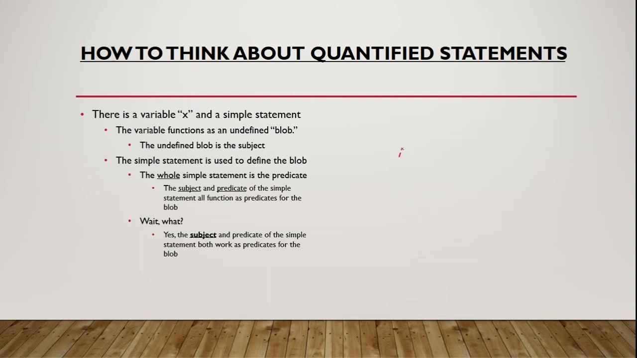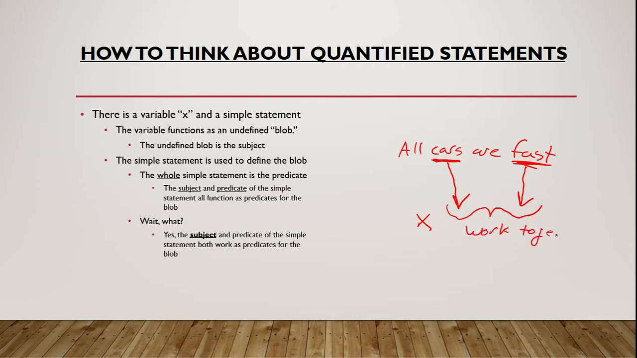So when I say all cars are fast, you're going to have an x that's going to be the blob. Then the subject of your statement, cars, and the predicate of your statement, fast, are both going to define the blob. So these two things both work together to define the x. So you have an x, and then you have the stuff that works together to define the x. For example, let me erase this stuff now.